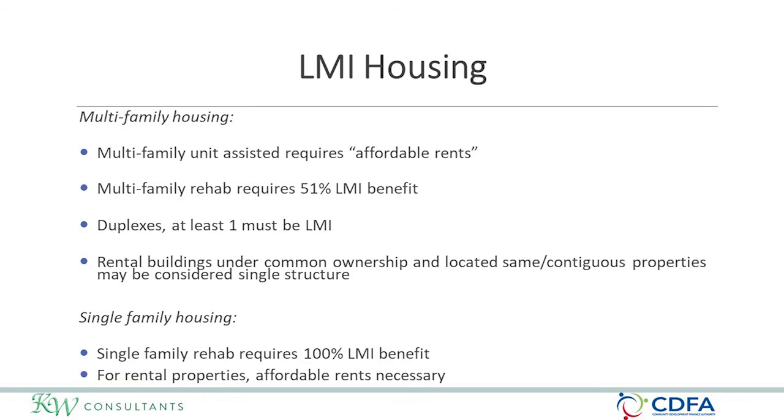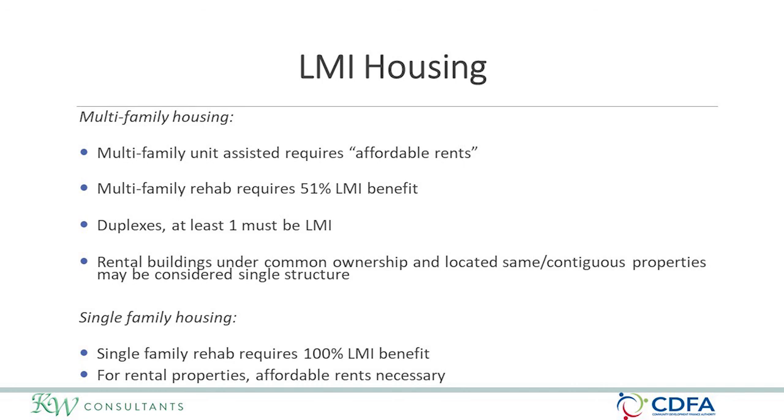When you're doing LMI housing as a national objective, there are a couple ways to meet the national objective. If you're doing multifamily housing projects, you must have at least 51% of the units that are rehabbed for affordable LMI qualified households. You must have affordable rents. CDBG does not dictate affordable rents. Those are dictated by the state and oftentimes in conjunction with their HOME program.